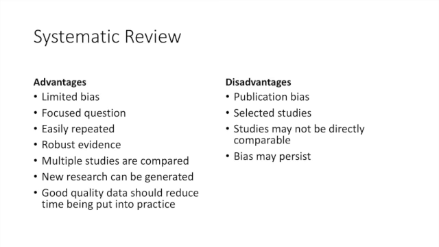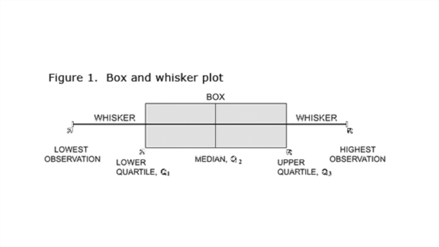Disadvantages: publication bias, which we'll talk about a bit later and how we can find that. Someone can select the studies and deliberately unselect them, and studies may not be directly comparable. And regardless of all our best efforts, bias can and will still persist.